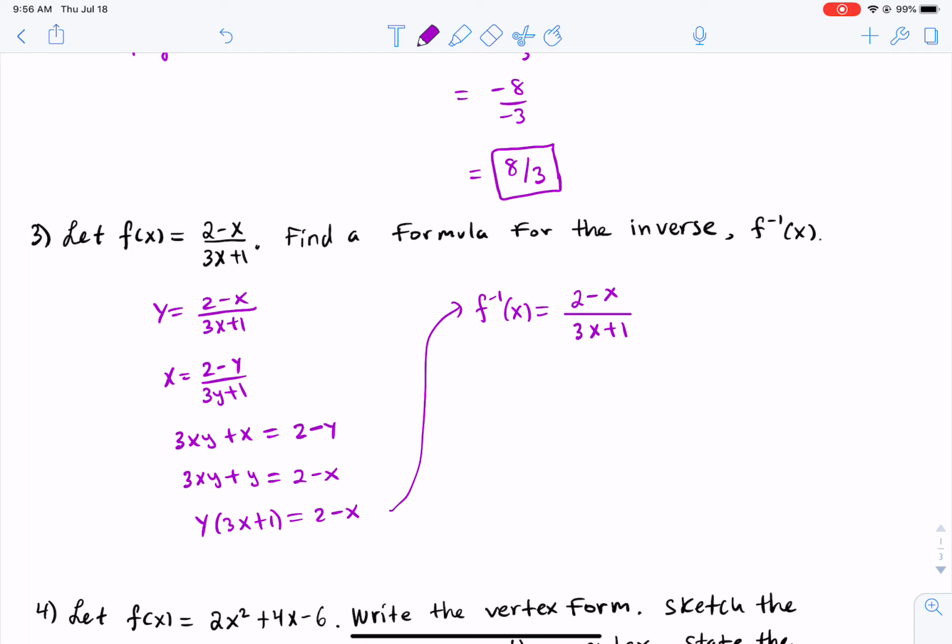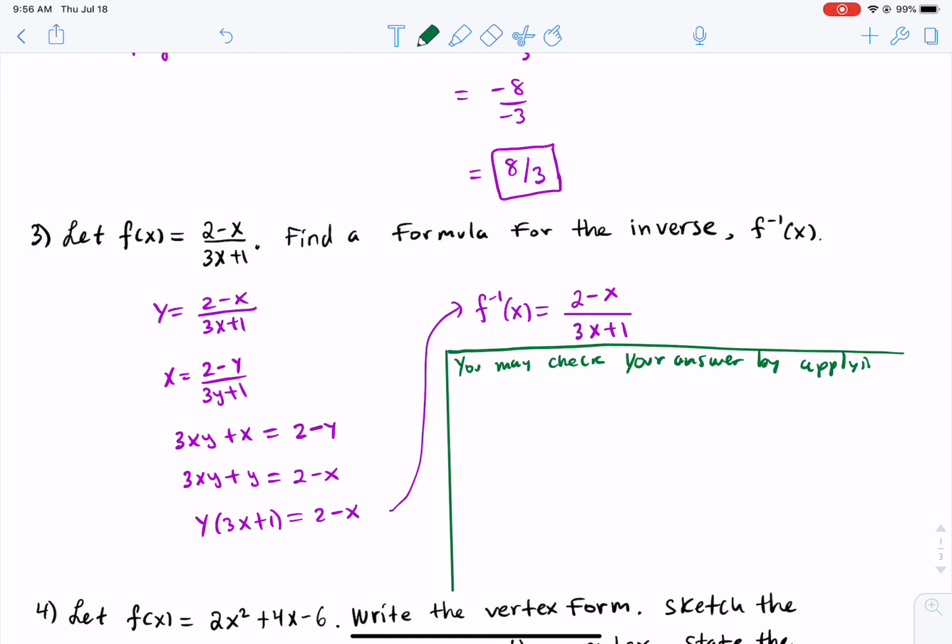And this one gave us the same function as we started with, right? So what does that mean? That it is its own inverse. And how can you double check your work for this one? You can check your answer by applying the inverse function property.